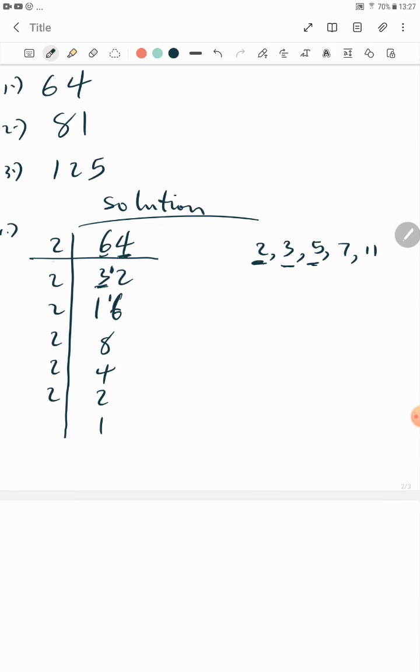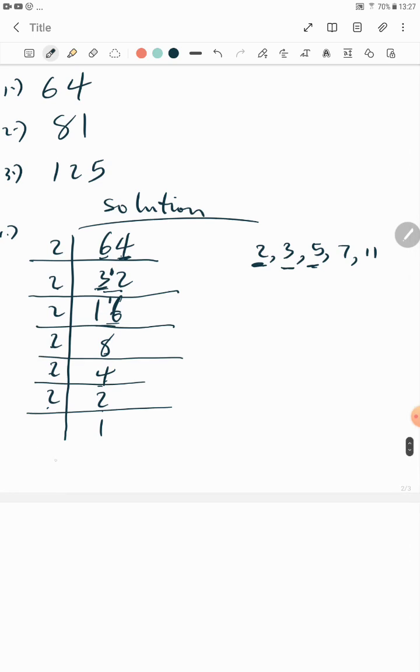So we first did 2 in 64, 32. 2 in 32, we got 16. 2 in 16, we got 8. 2 in 8, we have 4. 2 in 4, we have 2. And 2 in 2, we have 1. So if you want to write it like this, you can simply write it like this. It will actually help you to see what you did.